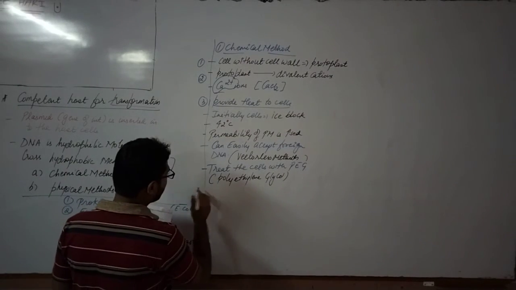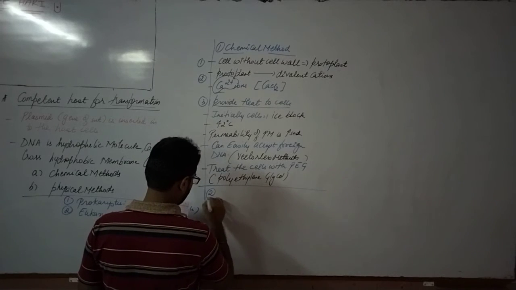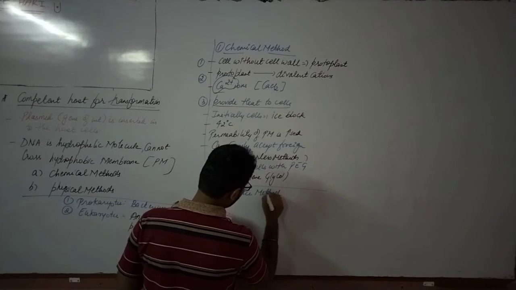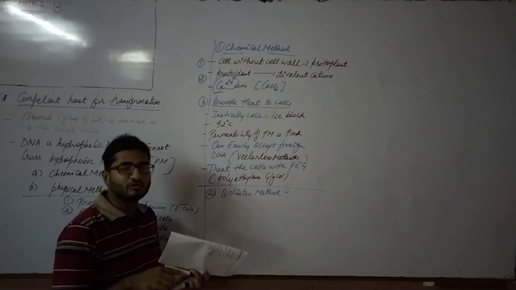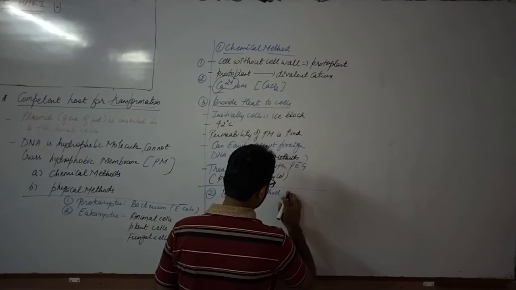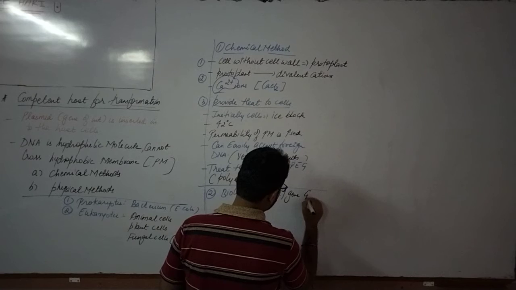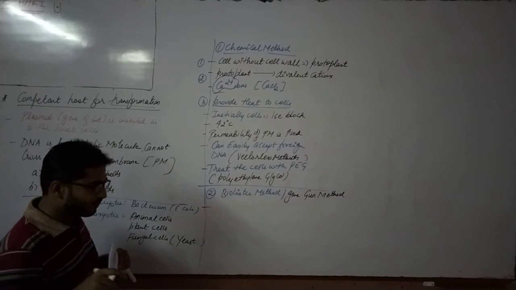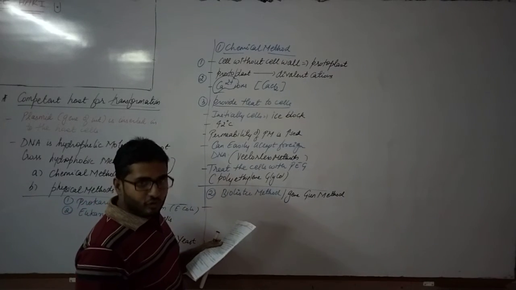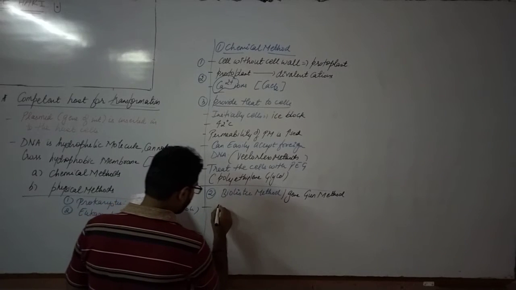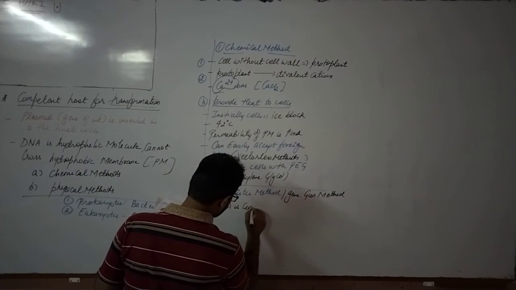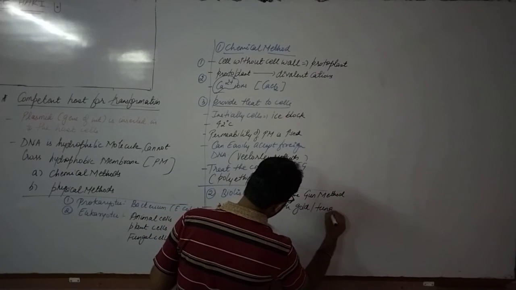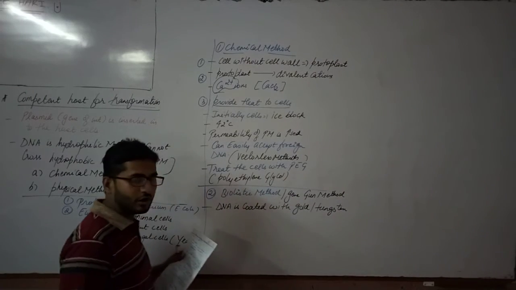The second is the biolistic method. In many reference books it is also written as the gene gun method. So basically within that gun, DNA is coated with either gold or tungsten, because they are inert molecules, they are non-reactive in nature.